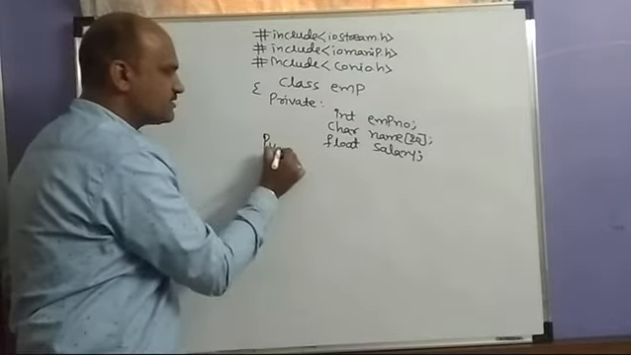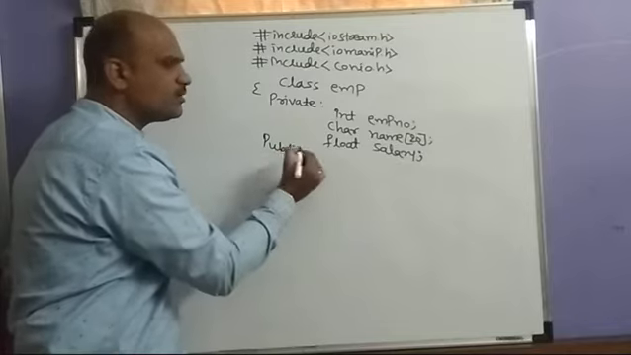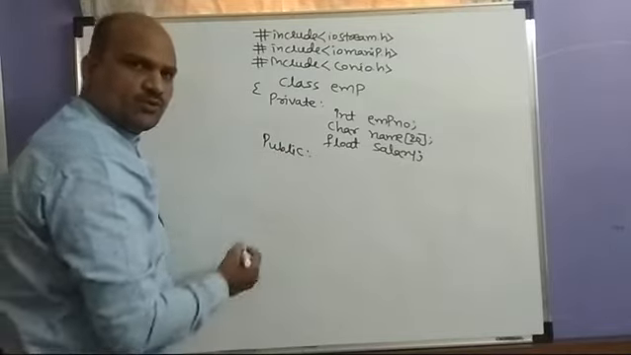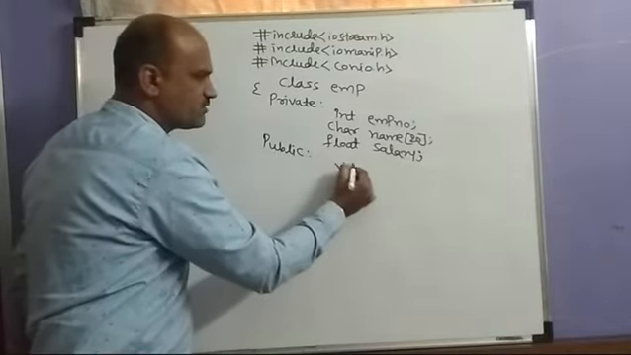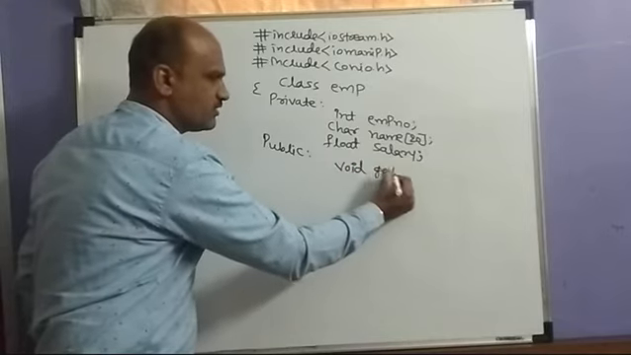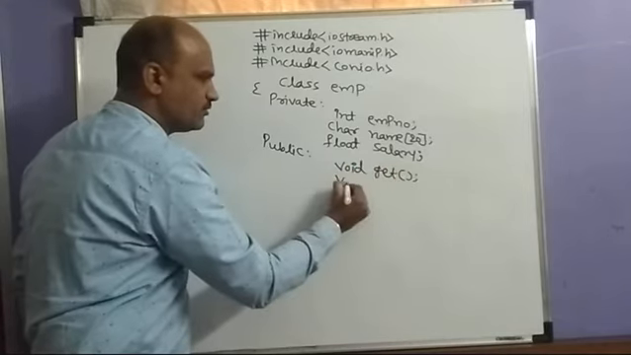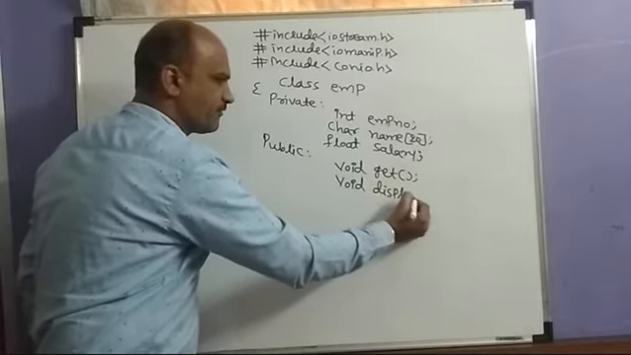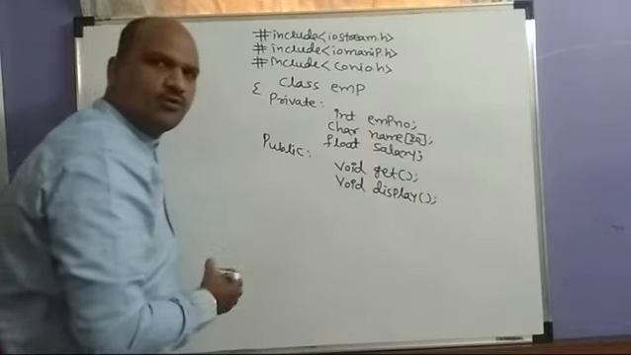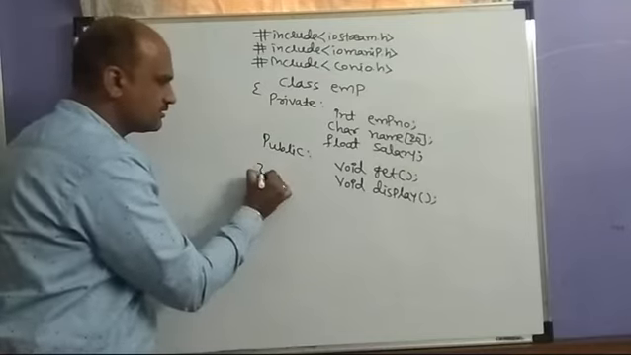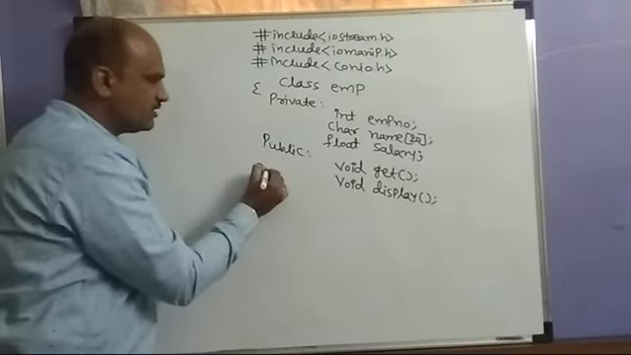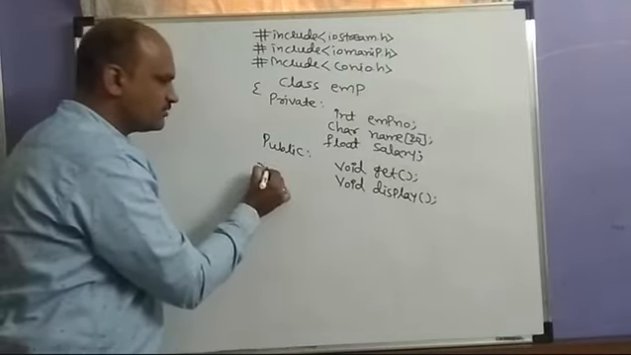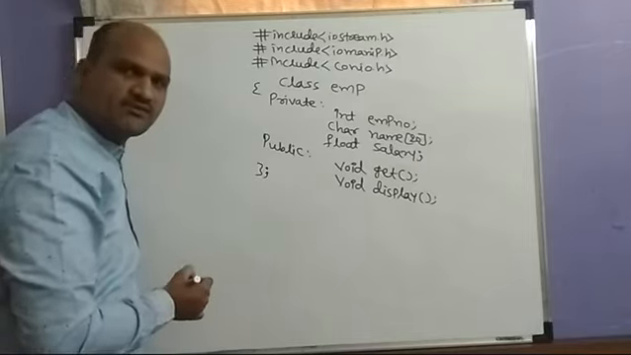Then in the public section, I will define two functions. One is void get, and then we will define void display. Two functions in the class. So close the brace and give the semicolon, then the class ends.